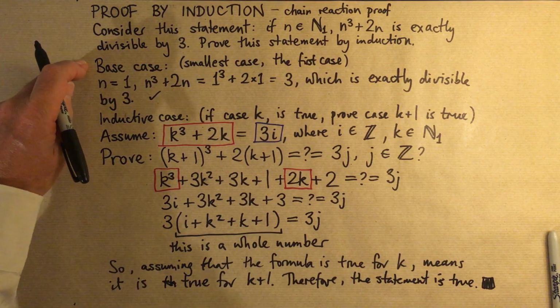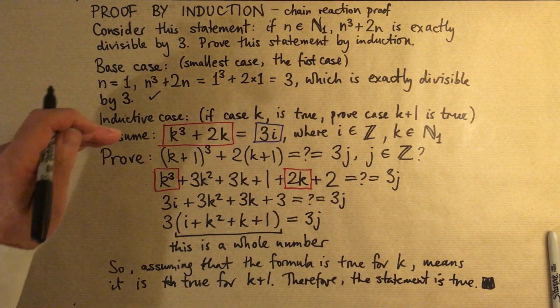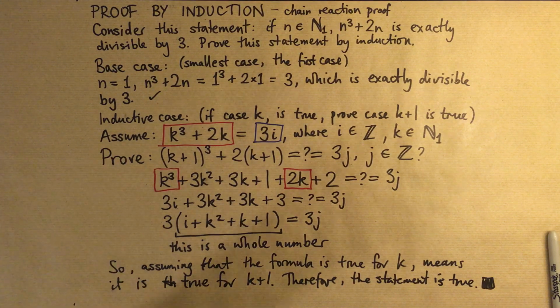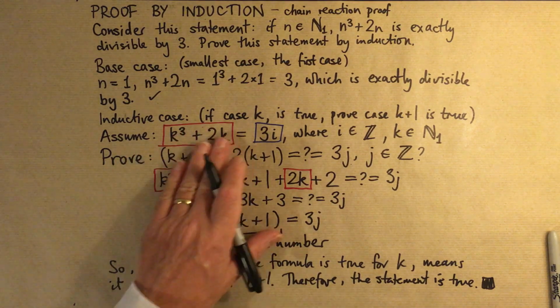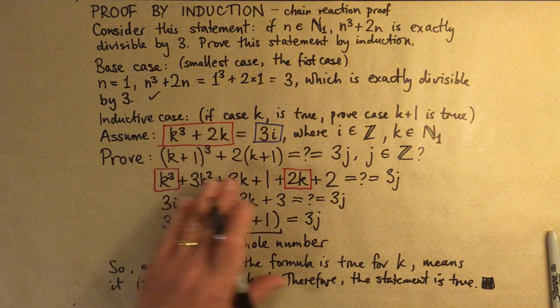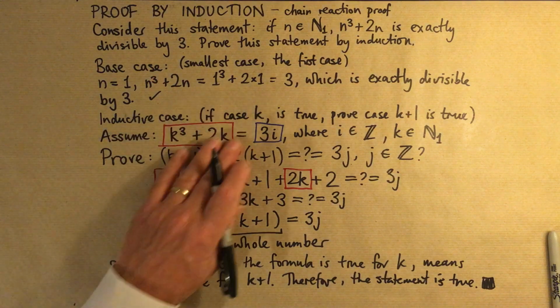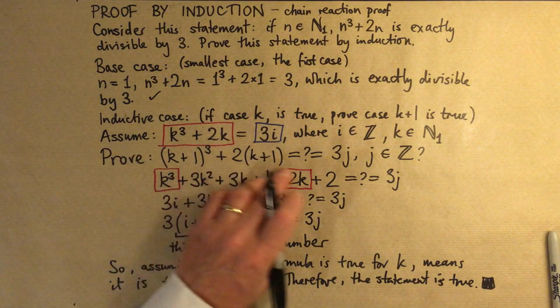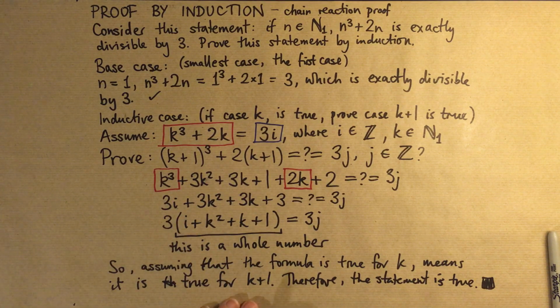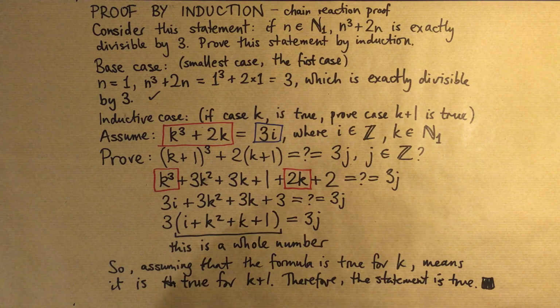So that's a complete proof by induction. The base case and the inductive case. Make the assumption, prove that the statement is true for the next case. Typically you are doing this kind of substitution where you are taking the formula that you have here and substituting it in here, and you've seen that also in the other proofs that we've done.